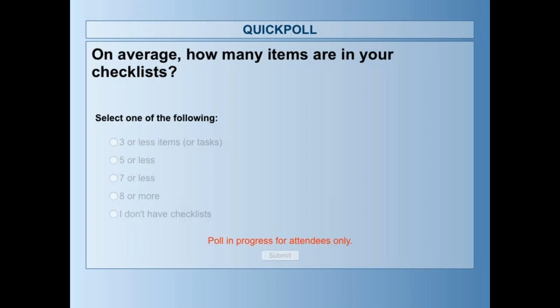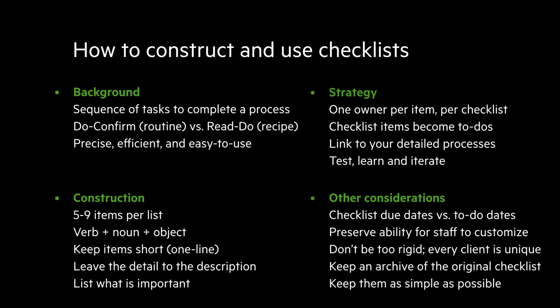Is it a small number, like 3 or less? Is it around 5? Is it 7 or less? Is it 8 or more? Or do you not even use checklists at all? So let's give it a few moments here so people can vote in. Right now, it looks like those people who have checklists have a large number of steps, 8 or more. Let's go ahead and close it out. So the overarching majority is 8 or more, and then there's a sprinkling of folks at the lower numbers there.